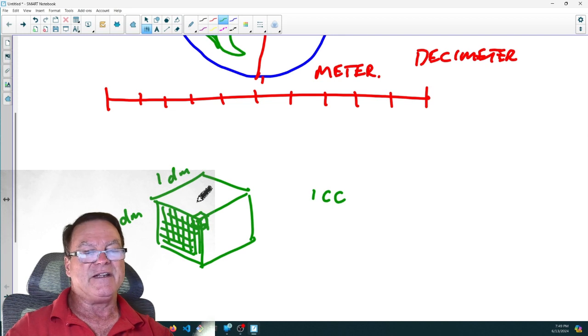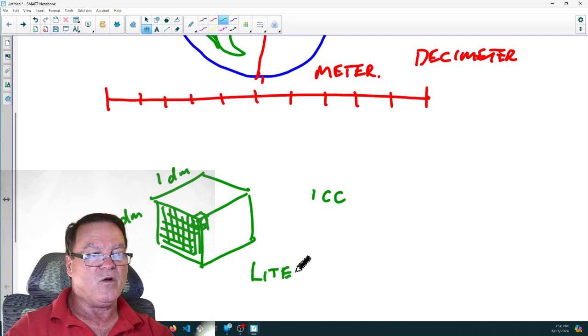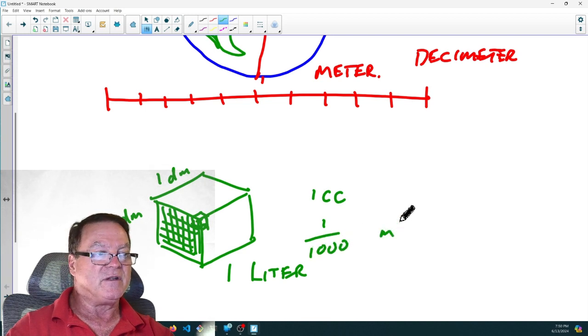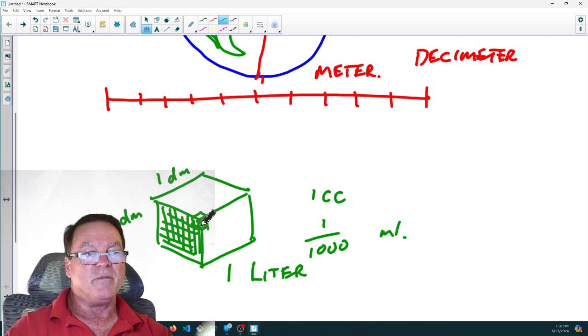This is actually a liter, a deciliter. The length of the sides are a decimeter, but the volume is 1 liter. They call the volume a liter. So this cube, 1 decimeter on each side, is 1 liter. And this 1 cubic centimeter is 1/1000th of that liter. It's a milliliter. So a milliliter is equivalent to 1 cc, 1 cubic centimeter.